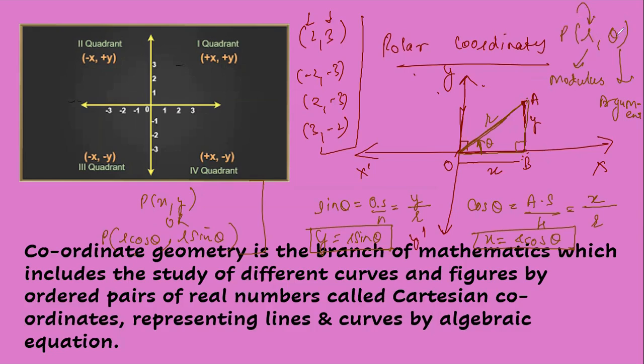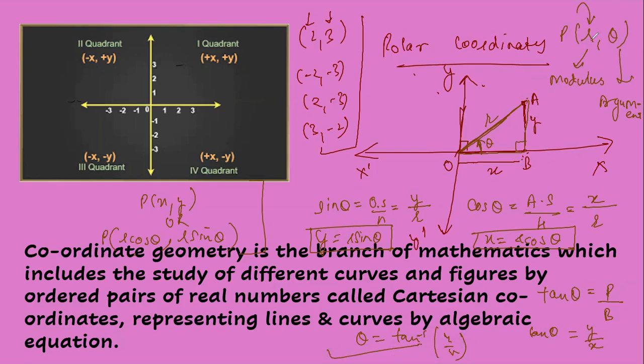Now let's talk about theta. If I apply tan theta, that is equal to the perpendicular, the opposite side, over the adjacent side. The opposite side is y and the adjacent side is x. So tan theta is equal to y over x. If we take tan to the right-hand side, theta is equal to tan inverse y over x. So this is the value of theta.